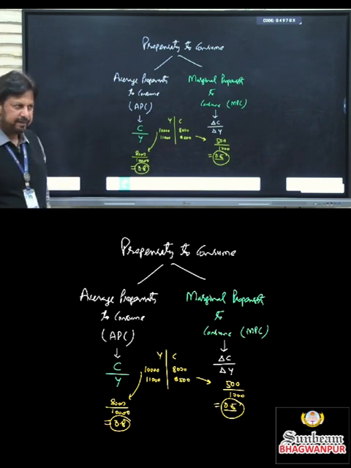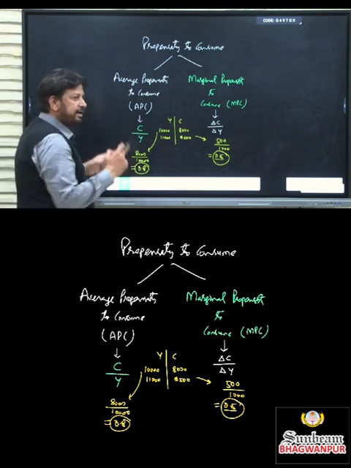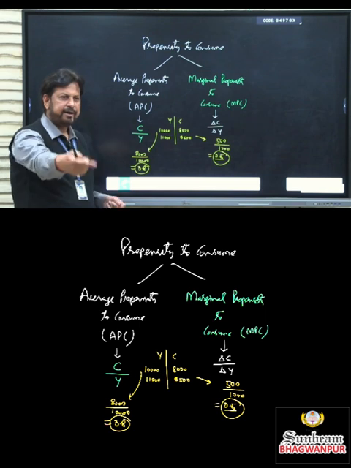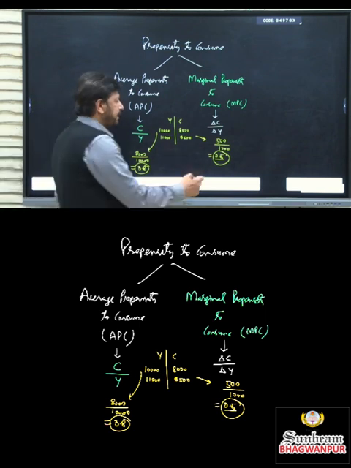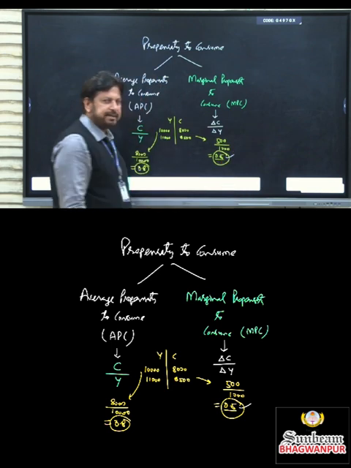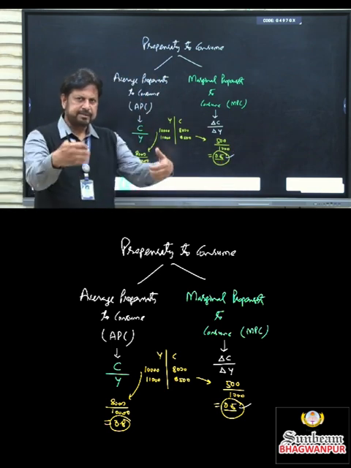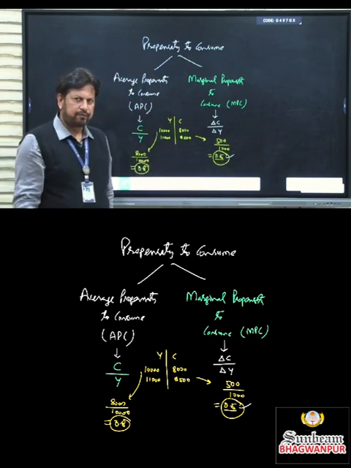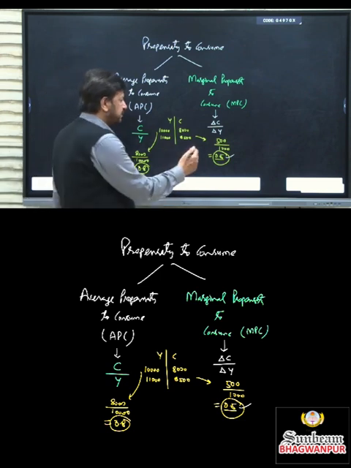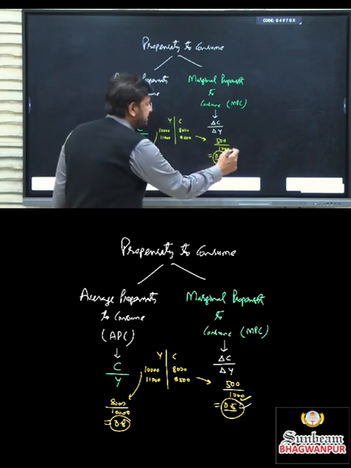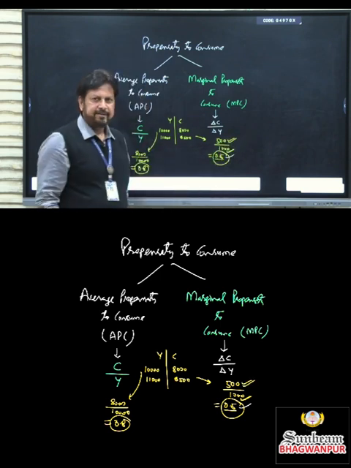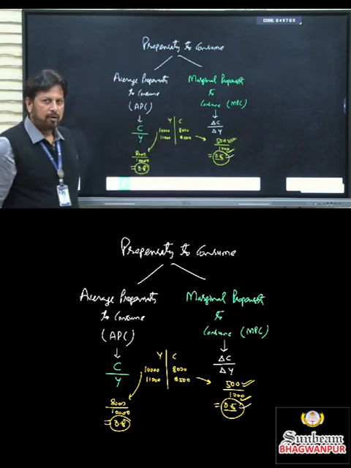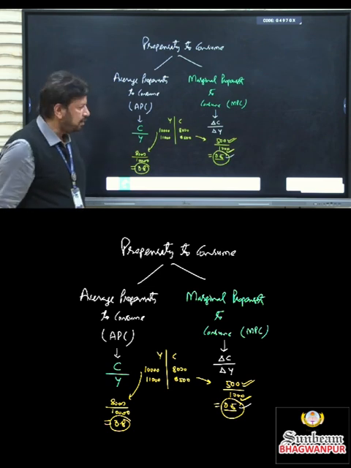Now what does it mean? This 0.8 is showing that 0.8 part of total income is used for consumption, and this 0.5 is indicating that 50% of additional income is used for consumption. For example, when there is a rise in income by 1,000, there is a rise in consumption by 500. It means that 50% of additional income is used for consumption.